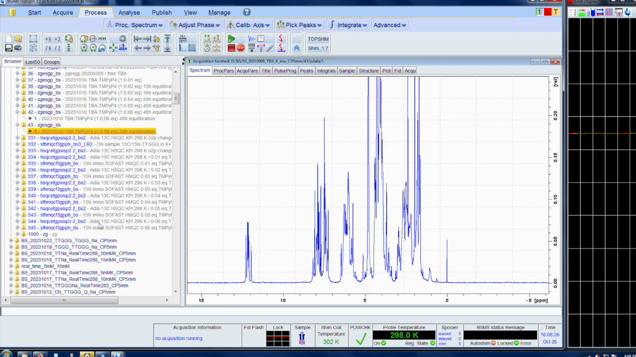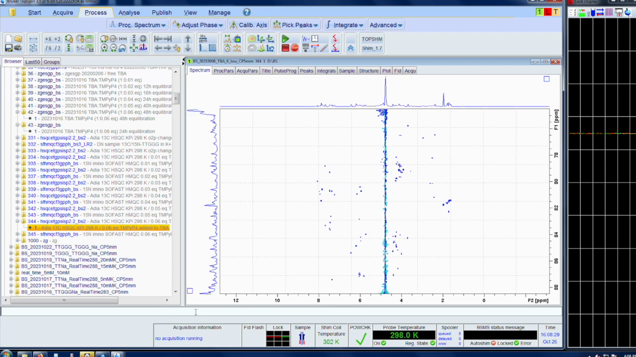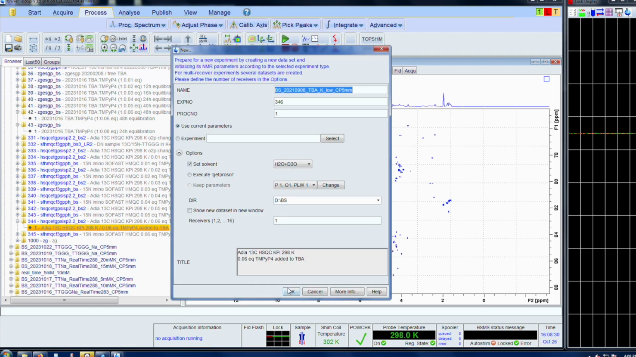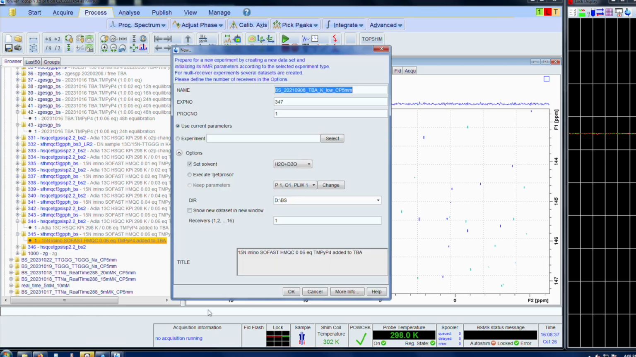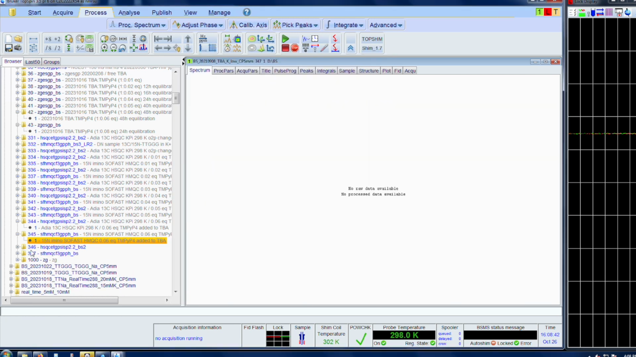Once the 1D is done, I'm going to set up the 2D experiment. Since the pulses didn't change, I'm going to set up the 2D experiments for one of the things that I'm trying to see binding for. So I can set up two 2D experiments. These are the two 2D experiments I'm setting, 346 and 347. 346 is a carbon HSQC, while 347 is a nitrogen HSQC. So I say run these two experiments.